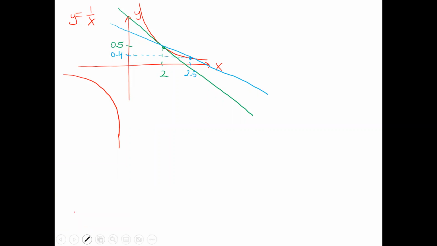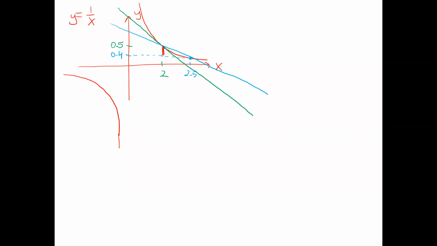The good thing is we can see nicely the rise and the run. I can call them delta y and delta x. So my first interval is between 2 and 2.5, and this will be the slope. Slope is the change in y over the change in x, rise over run.